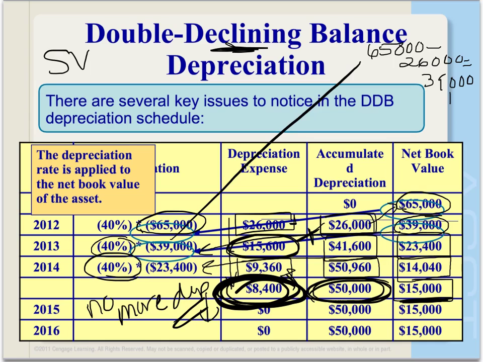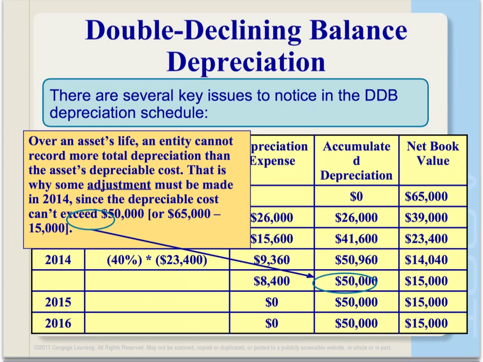I know this might be a little confusing, but we're going to walk through an example. Well, I hope it will give you more clarity in a moment. In addition to this, it's again showing us why some adjustment must be made in 2014, you can only make the 8,400.